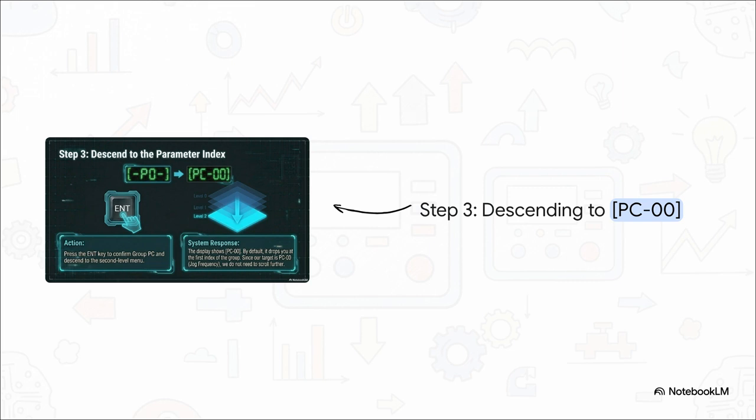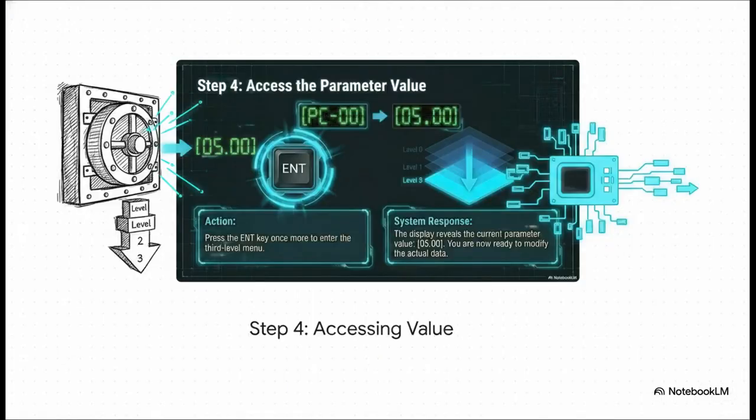Because our target happens to be PC00, which controls the jog frequency, we are exactly where we need to be. Time for the final descent. We press the ENT key one more time, diving down into level 3. We have officially opened the vault. The screen now displays 05.00. This is the actual data living inside parameter PC00, and it's now completely exposed and ready for us to modify.